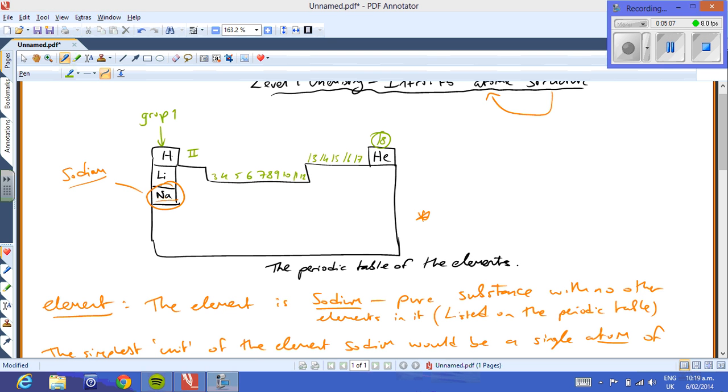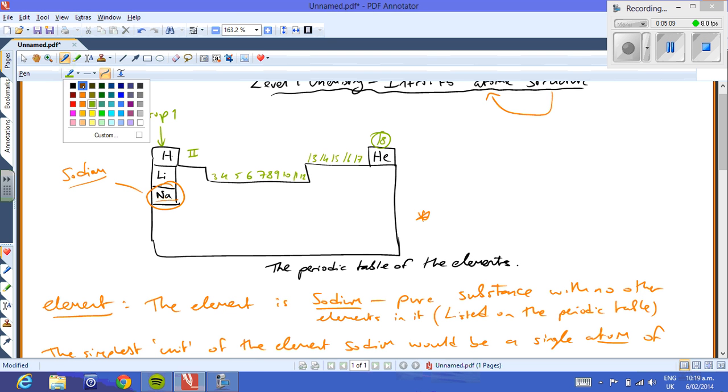Now, for simplicity's sake, I like to just teach level 1 students that if you look at group 13, you just consider it as group 3, group 14, consider it as group 4, 15 as group 5, 16 as group 6, and 17 as group 7, and then helium would be in group 8.